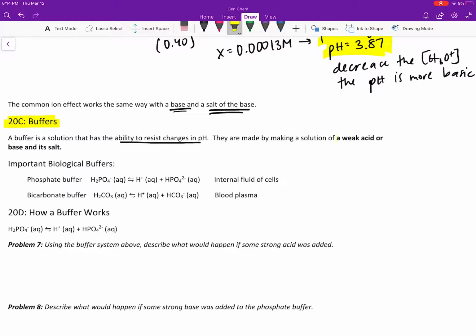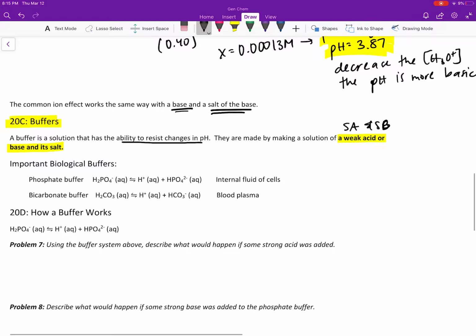Now, buffers are made out of something very specific. It's making a solution of a weak acid or a weak base and its salt. Okay, so it must be a weak acid or weak base, and its salt. Cannot be a strong acid or a strong base. Okay, so if you were given an option like which of the following can or cannot be a buffer, if there's a strong acid and a strong base present in any of the options, it's not an option. It must be a weak acid or a weak base, and then its salt. So it has to have that common ion like sodium benzoate and benzoic acid.